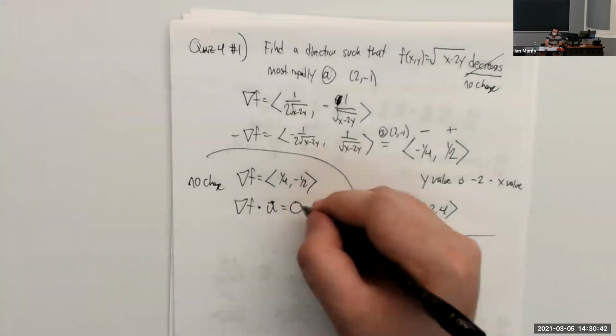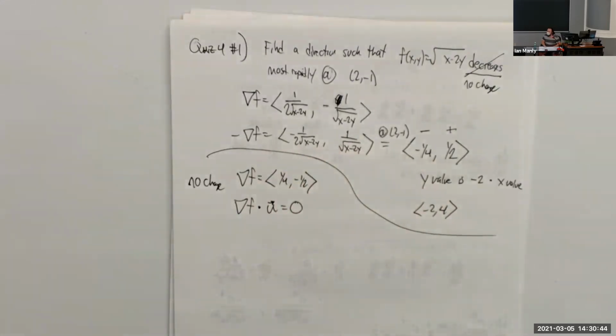Because like we were just talking about, if you go perpendicular to the gradient, you're not going to change at all. So you would just dot each of these vectors with the gradient and then see which one would end up giving you 0 right here. That would be the difference if they ask for no change.